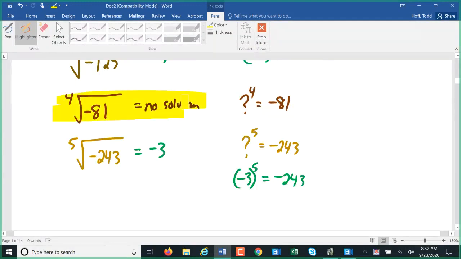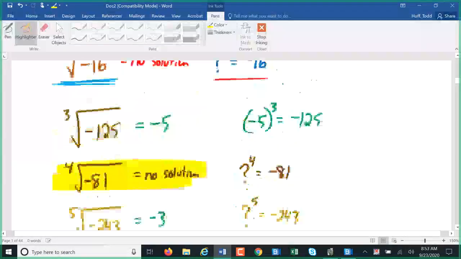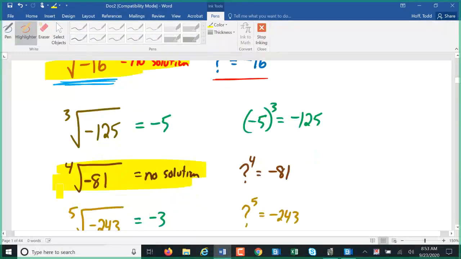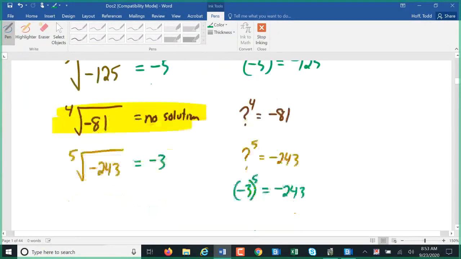So the pattern you see developing here is if it's an even root, like a square root or a fourth root or a sixth root and so on, we cannot take the even root of a negative number. It doesn't exist. But the odd roots, third root, fifth root, seventh root, we can take those of negative numbers because of that even and odd power relationship.